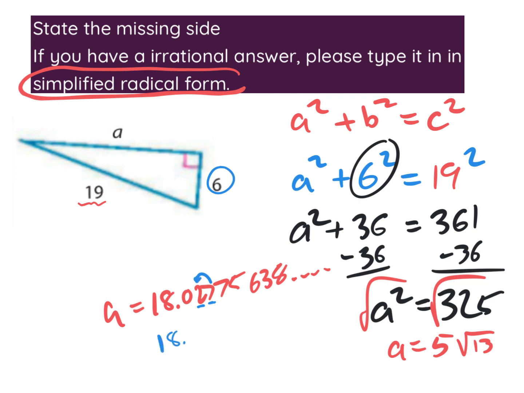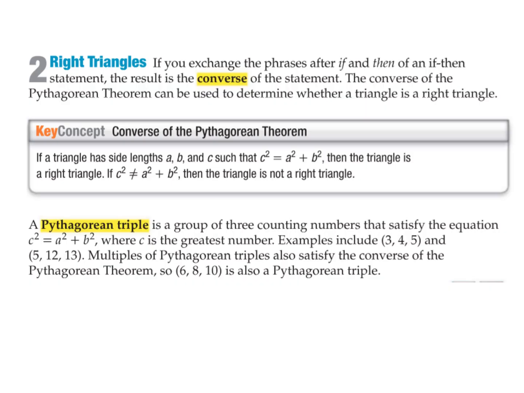So 18.03 would be the decimal approximation to the nearest hundredth. But on this section in our books, I do ask for it in simplified radical form, not as a rounded decimal, okay? Anyway, that's the first half of the lesson. The second half of the lesson is just as easy.